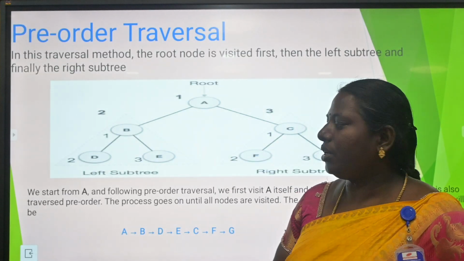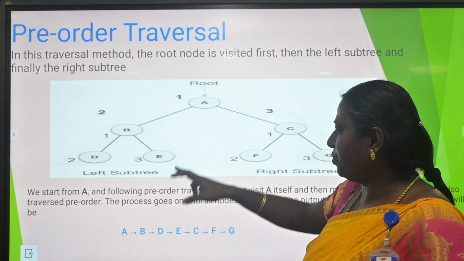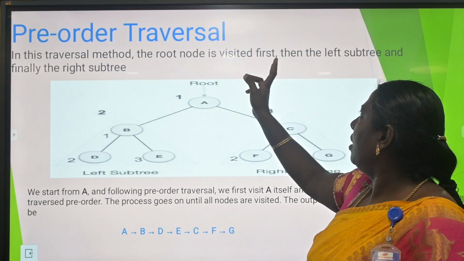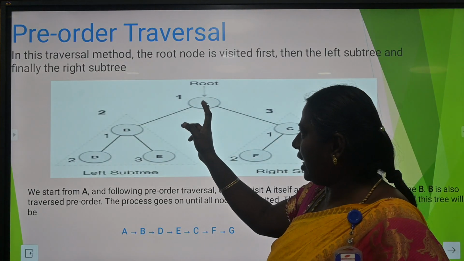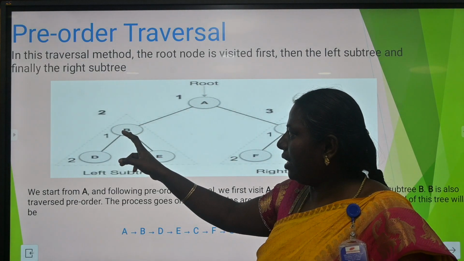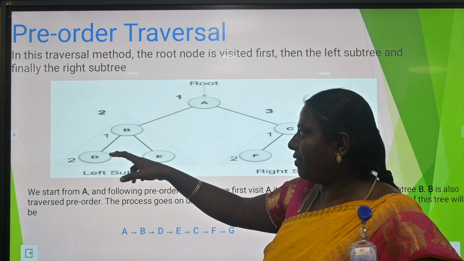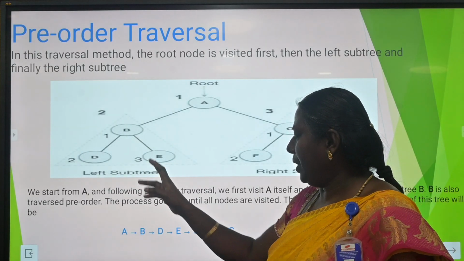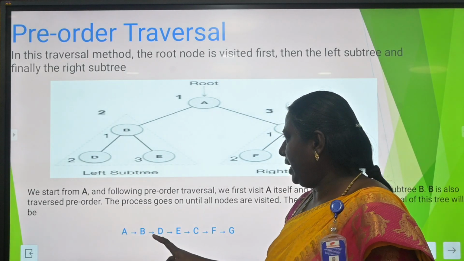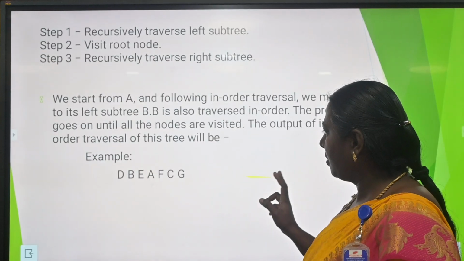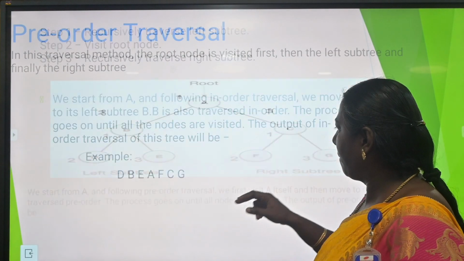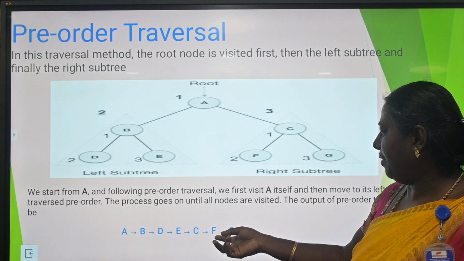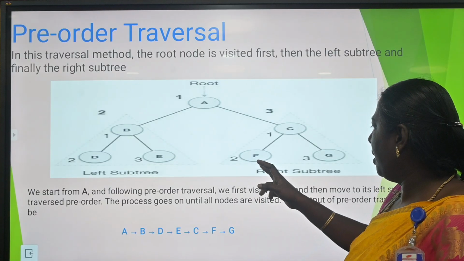First visit the root node. So we first visit the current node, which is A. Then visit the left subtree. The left subtree of A is B. Then B is also traversed in pre-order. The left subtree is D, then the right subtree is E. Then next, the current node is C, and then the left and right subtrees F and G.